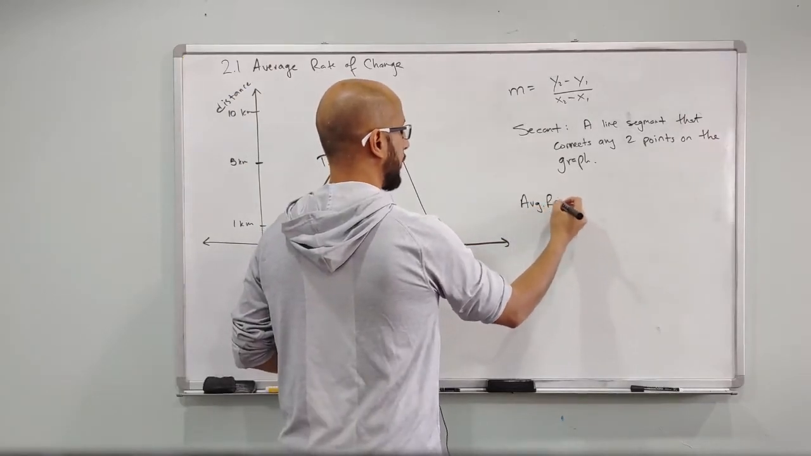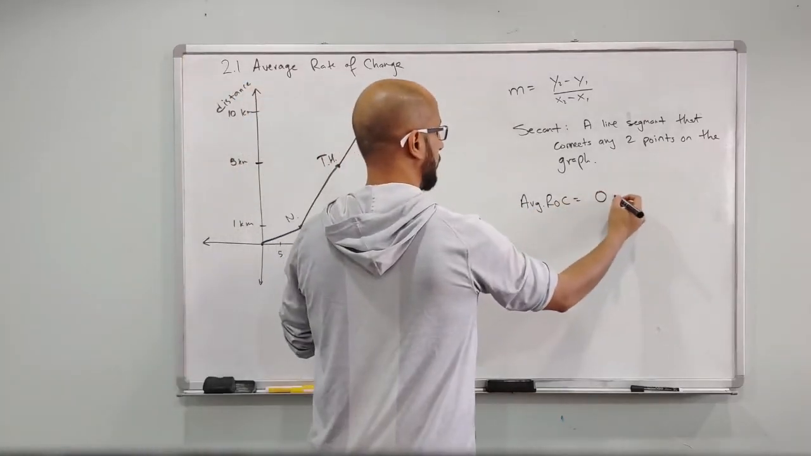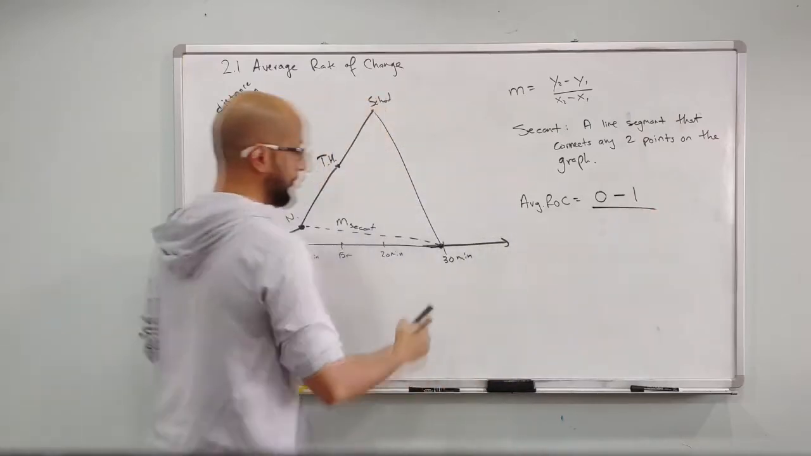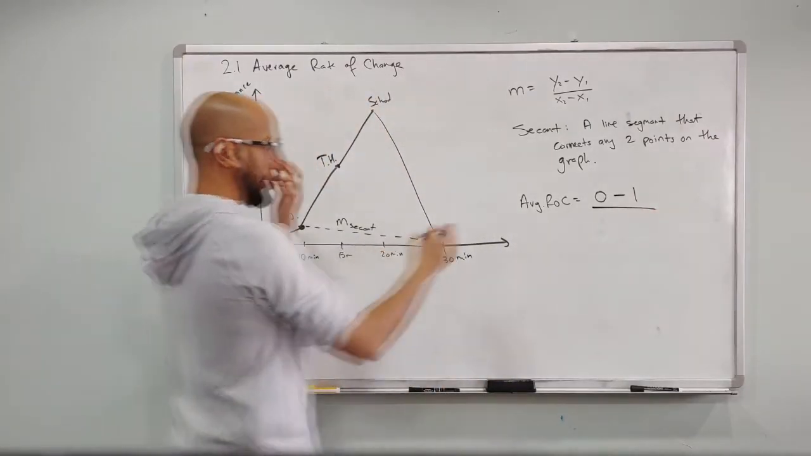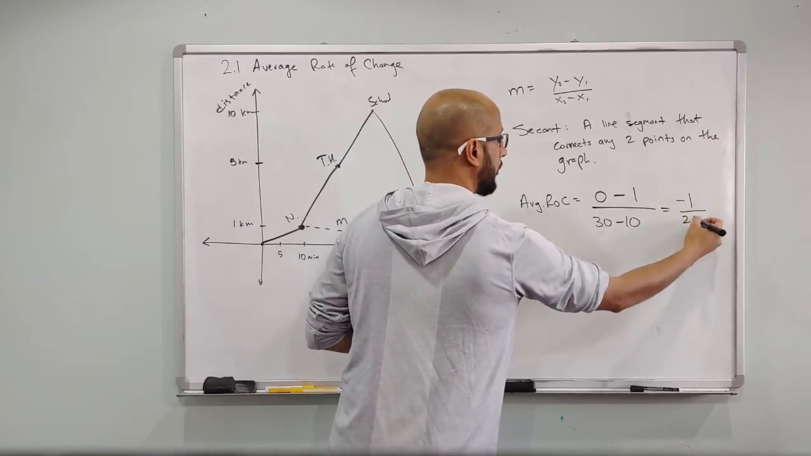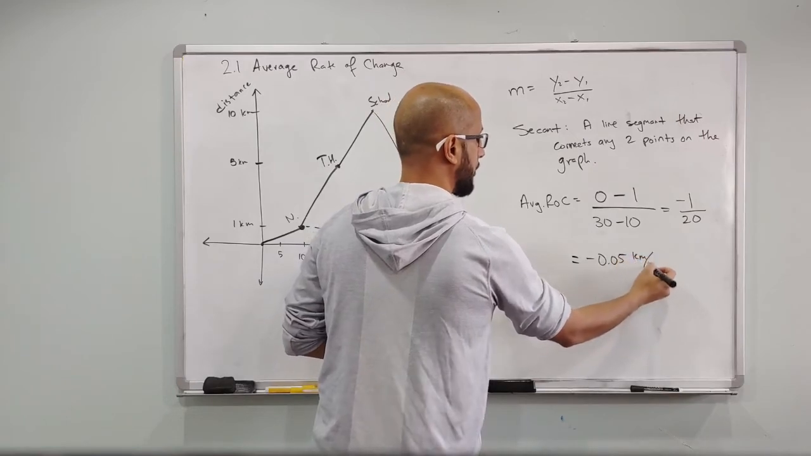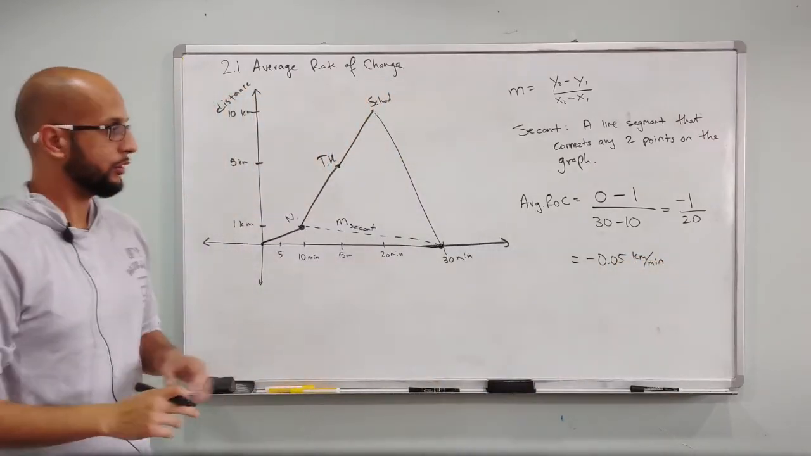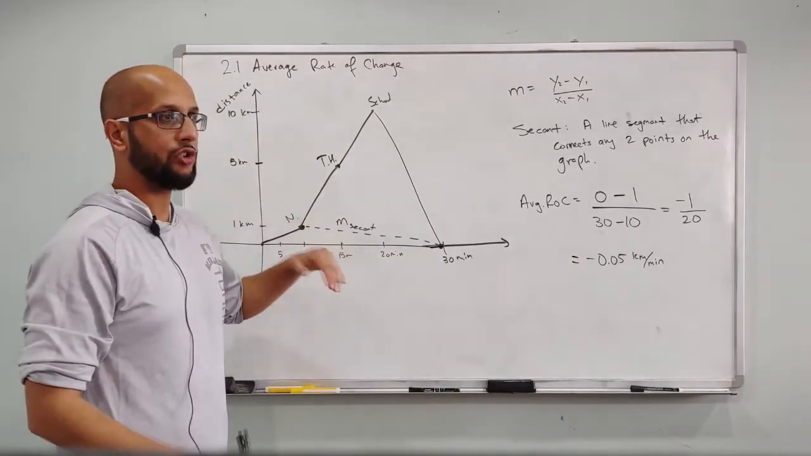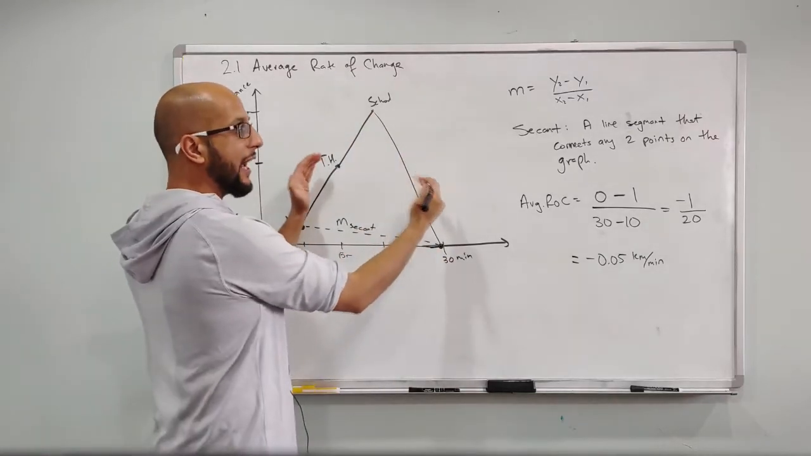So the average rate of change would be where I ended off, which is 0, minus where I started, which is 1 kilometer away, divided by the 30-minute mark minus the 10-minute mark. So 30 minus 10, this would be -1 over 20. So it would be negative 0.05 kilometers per minute. Notice how this is a very, very small number, and it makes sense, because the rate of change is an average. You completely ignore this speed and this speed, or you understand it's an average of these two speeds.